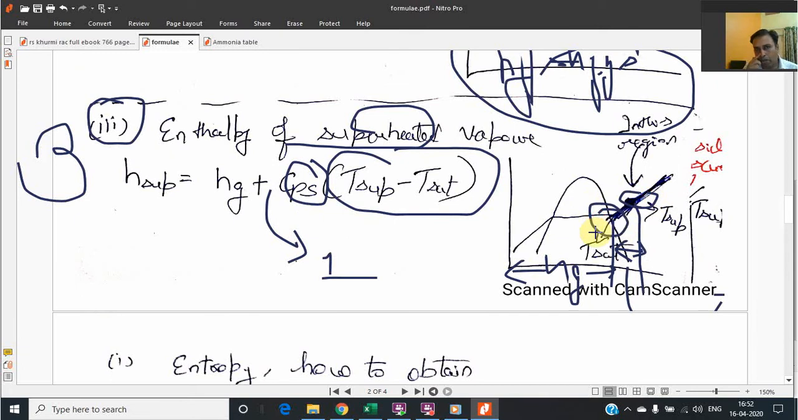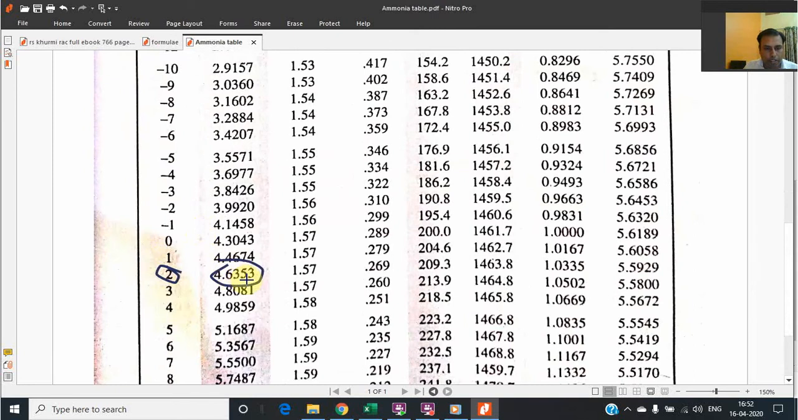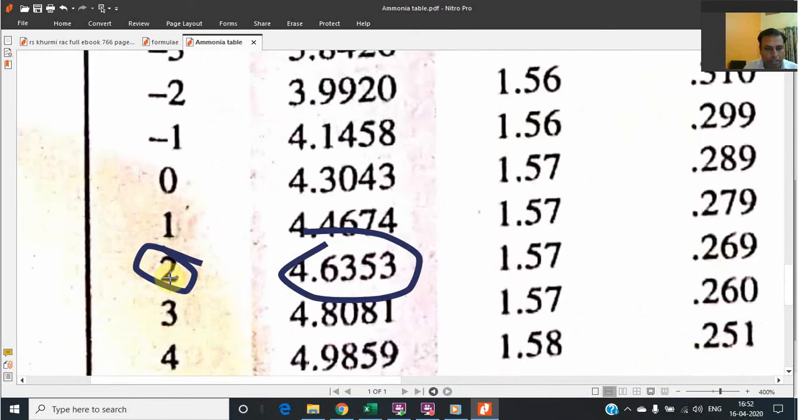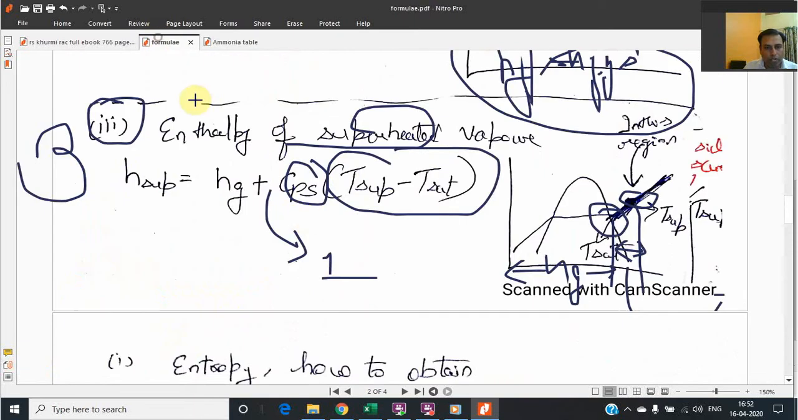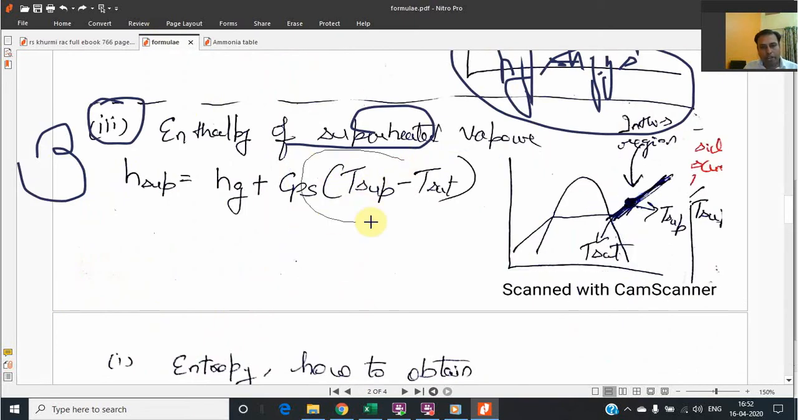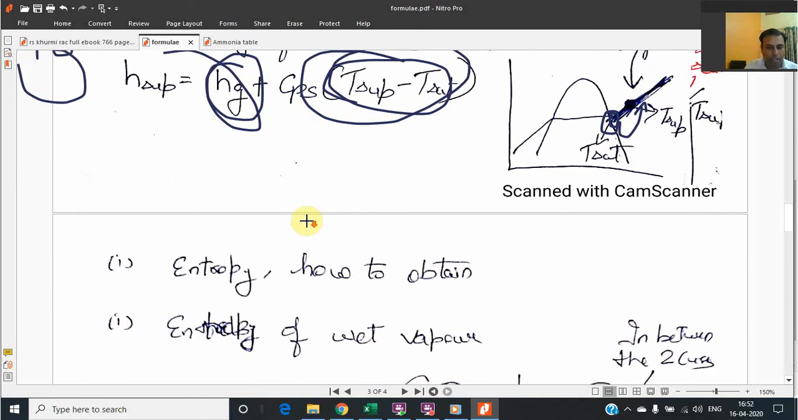I have told you through an example also that for an ammonia table, if you are heating at a pressure of 4.6353 and the temperature of the refrigerant after compression is given as 3.5 degrees centigrade, then it is superheated. Superheated by what temperature? 1.5, because it has gone 1.5 degrees centigrade above the 2. Then that 1.5, T sup minus T sat, is to be added in the HG, because you have gone this much higher. That is the main thing.